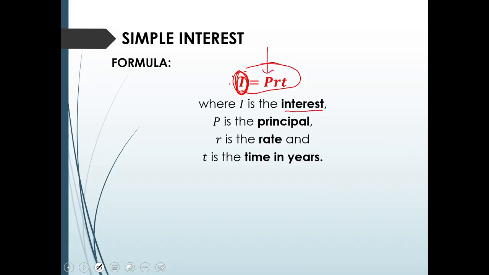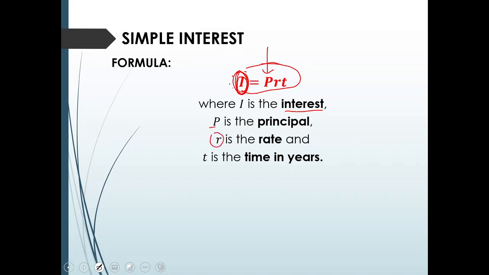Now your P is the principal amount, which is the money you have in the beginning, or the money you will invest, or you will deposit in the bank, or the money which you will borrow from the bank. That will be your P.